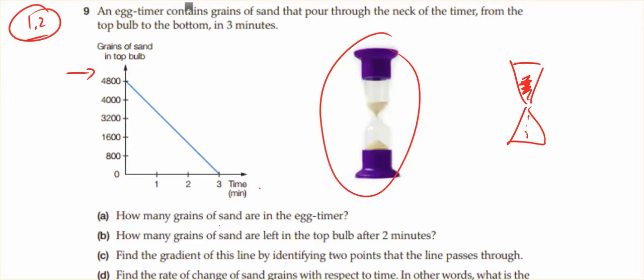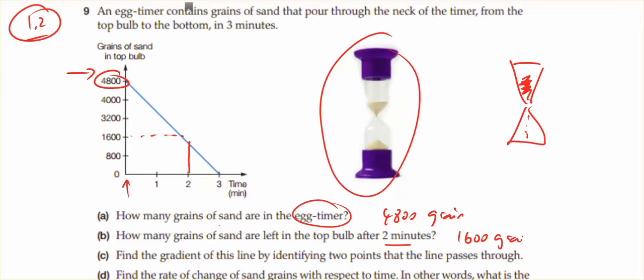Obviously at the start, how many grains of sand are in the egg timer? When t is 0, meaning no time has passed, we have the full amount of sand, which is 4,800 grains of sand. So 4,800 will be our answer. How many grains of sand will be left in the bulb after 2 minutes? Let's look at the graph. After 2 minutes, it corresponds to 1,600 grains of sand.